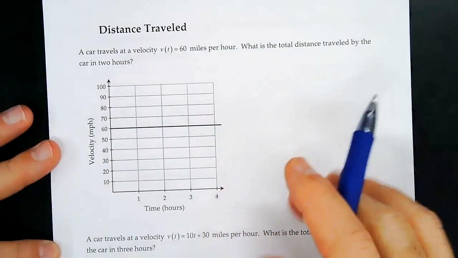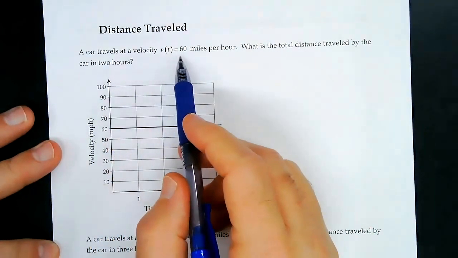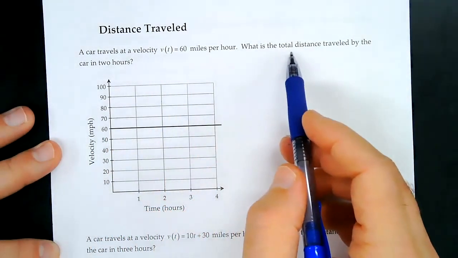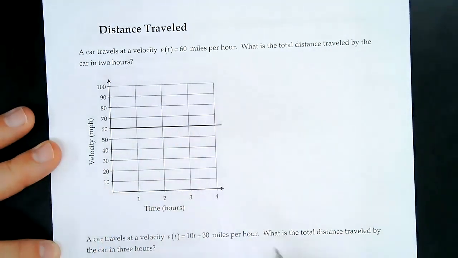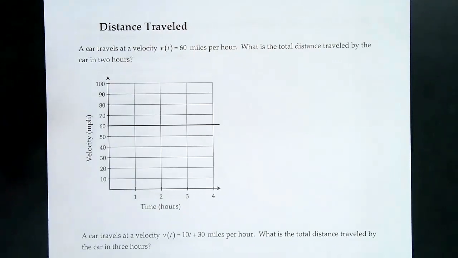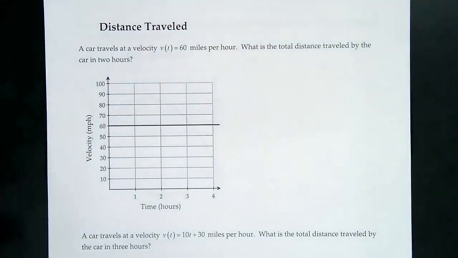So here's a first problem, okay? A car travels at a velocity, v of t is equal to 60 miles per hour. What is the total distance traveled by the car in 2 hours? So we're going to just do this a couple ways. We're going to look at it graphically, and then we're also going to look at it algebraically. Okay, what does this mean to go 60 miles per hour in 2 hours?